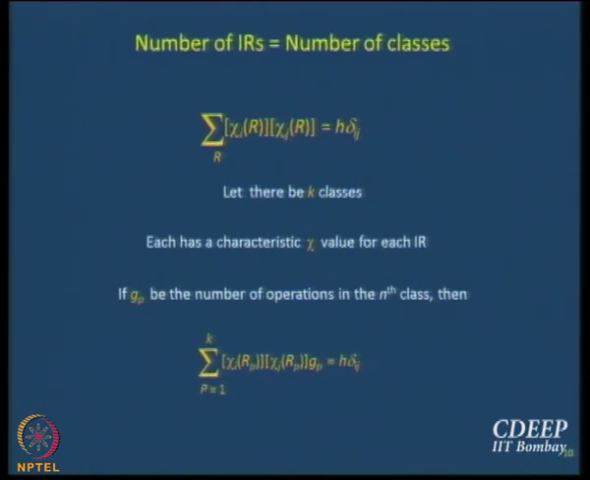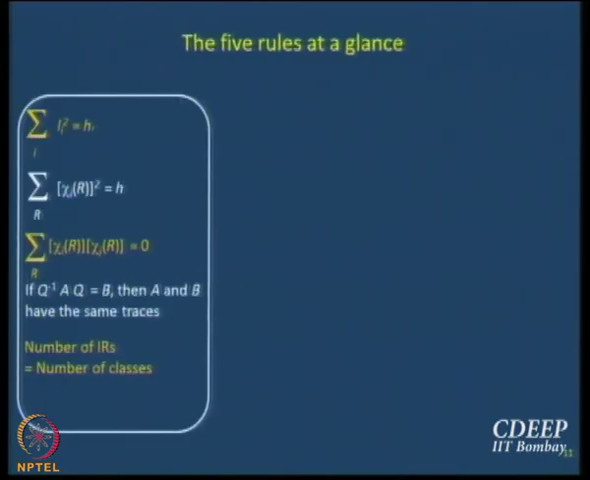So you have 5 relationships. What are the 5 things that we need to work with? These. First is the sum over I of Li square equal to H. Second, the sum over R of chi IR mod square, and remember, don't forget that we can have and we will have complex quantities, is equal to H. Third, the sum over R of chi IR chi JR equal to 0. Here also you should write the complex conjugate because there can be complex quantities. Then, same class means same character within the same irreducible representation. Finally, the number of irreducible representations is equal to the number of classes.